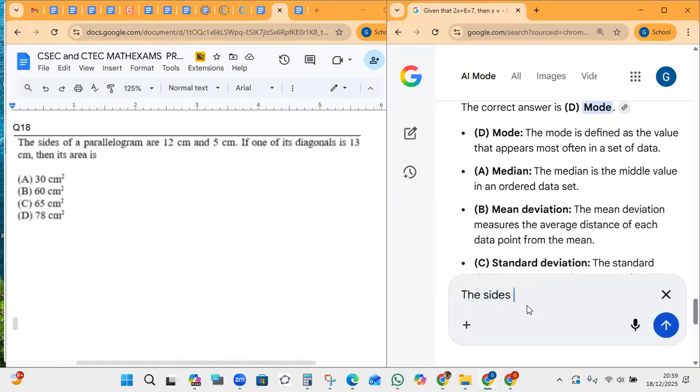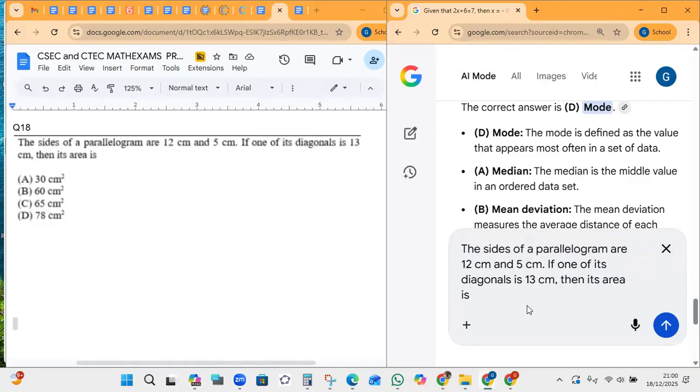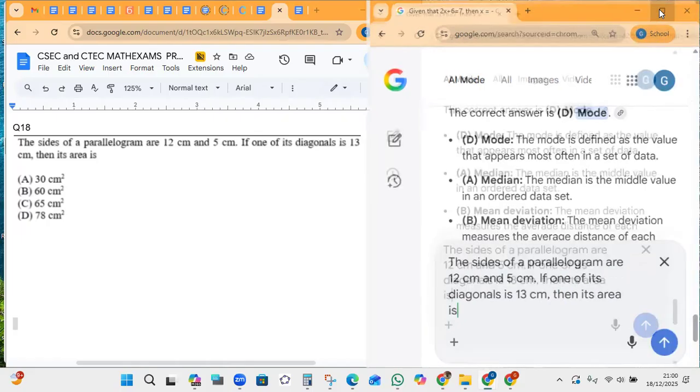So the sides of a parallelogram are 12 centimeters and 5 centimeters. If one of its diagonals is 13 centimeters, then its area is. Okay, now we also have to know what is a parallelogram. After we will take a look at it, let's see what AI is going to give us as an answer.